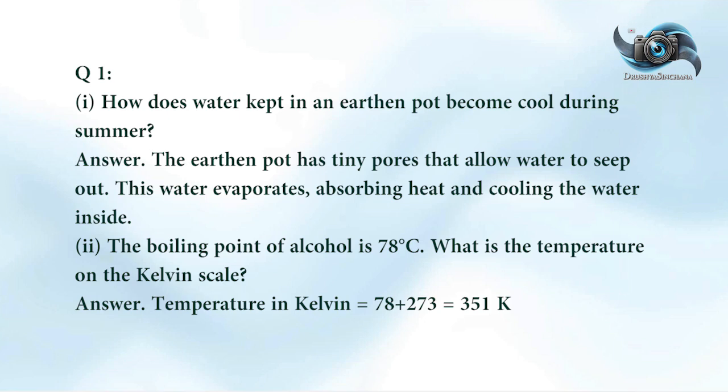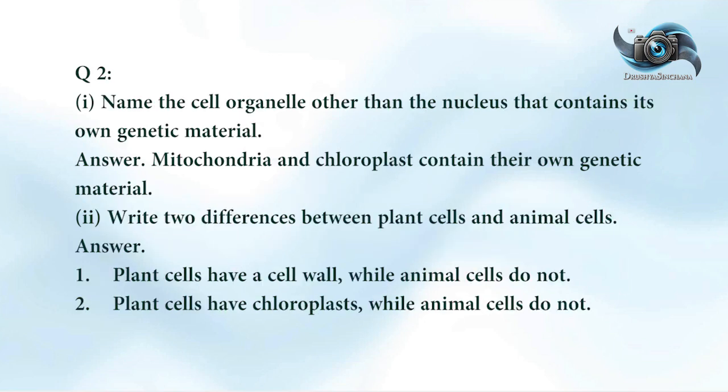The boiling point of alcohol is 78 degrees Celsius. What is the temperature on the Kelvin scale? Answer. Temperature in Kelvin is equal to 78 plus 273. 78 plus 273 equals 351 K.